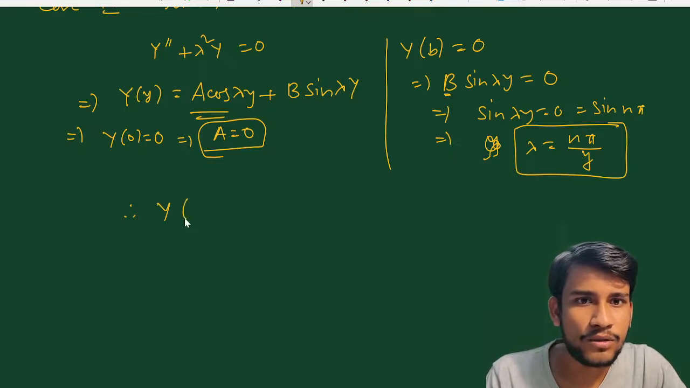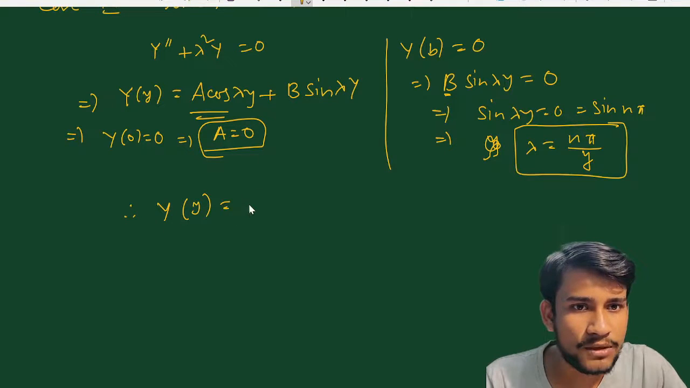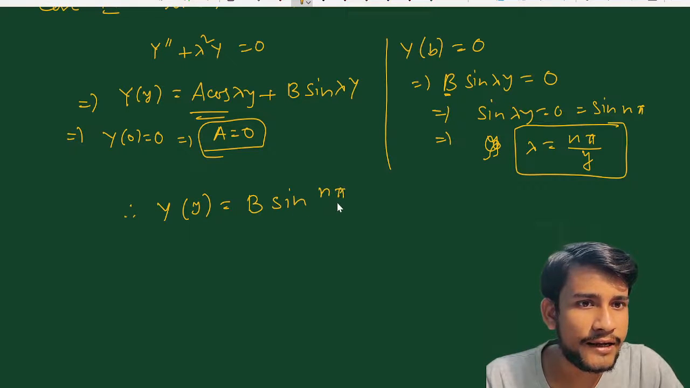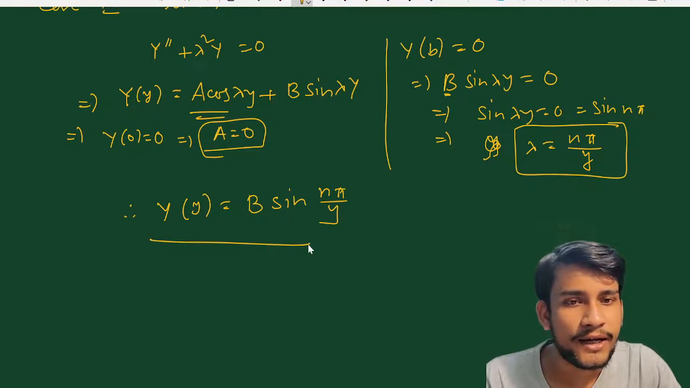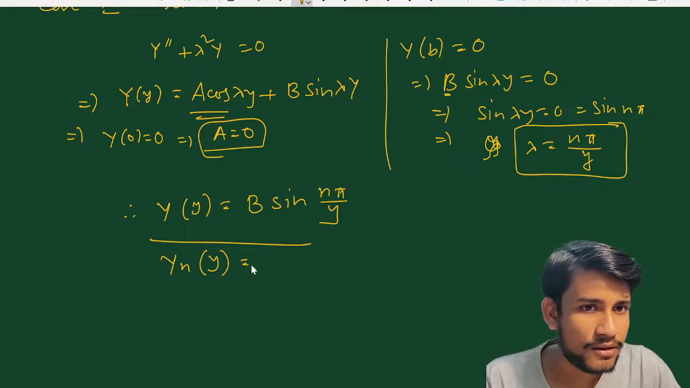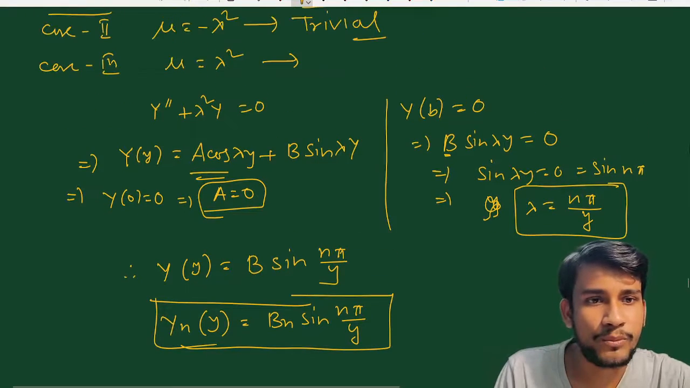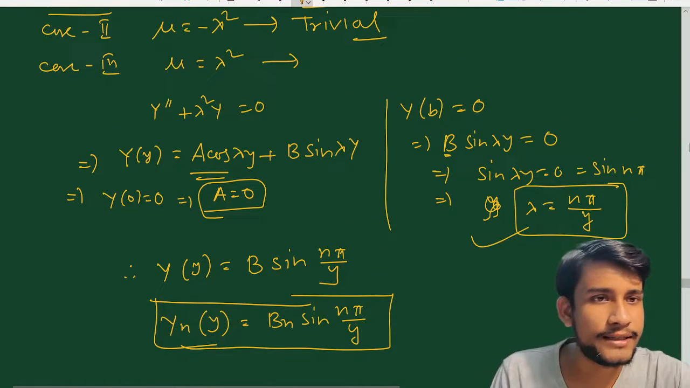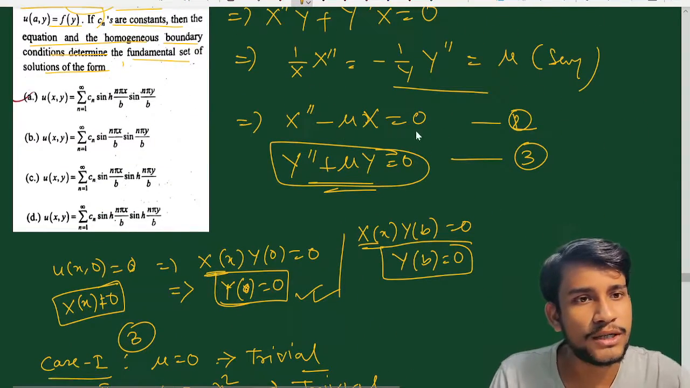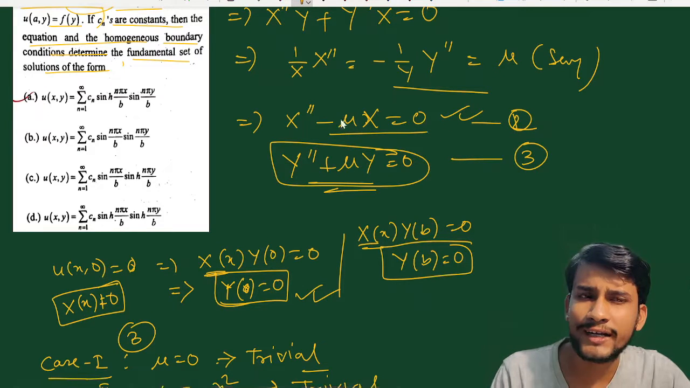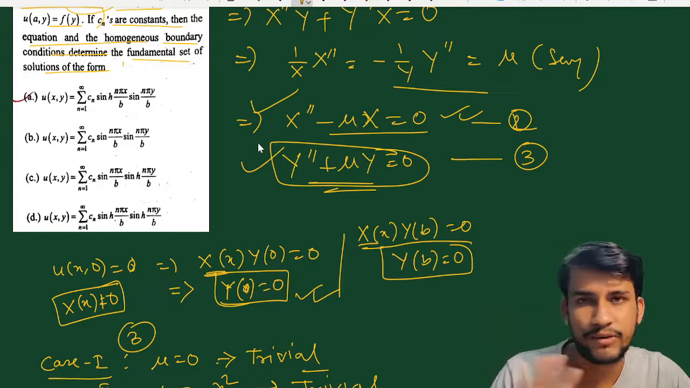Therefore the solution y is equal to, suppose, b sine n pi by y. And if we take a series of solutions, then we get, suppose, the nth term yn y equal to bn sine n pi by y. So this is the solution for y. Now we put the value of this lambda in equation 2. Now you can take this equation first or this equation first, there is no problem.